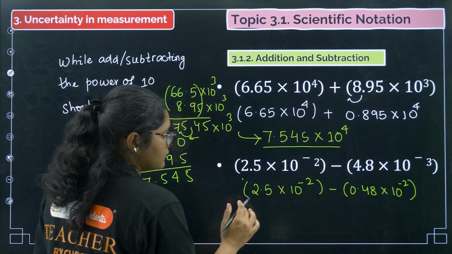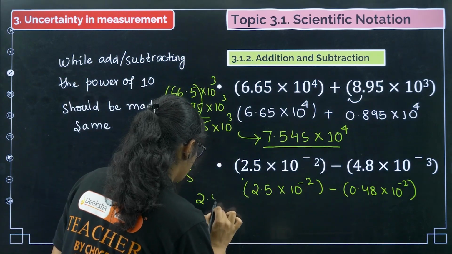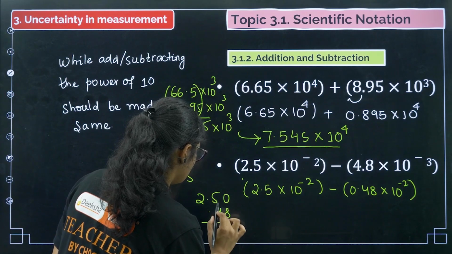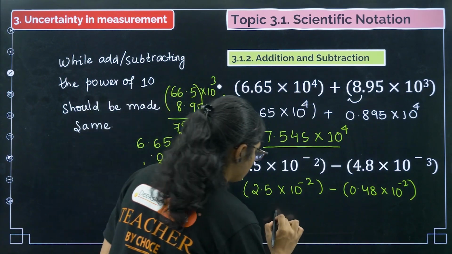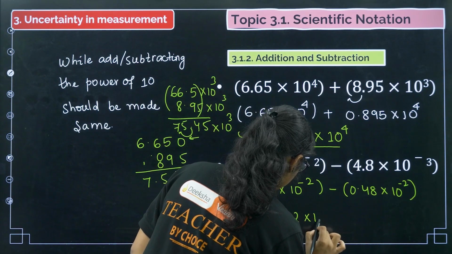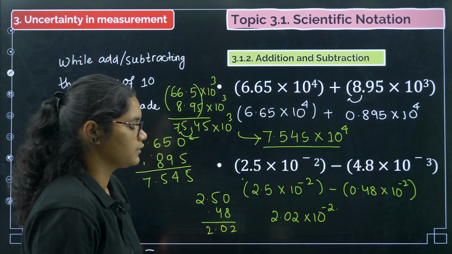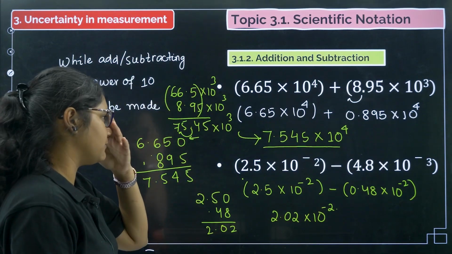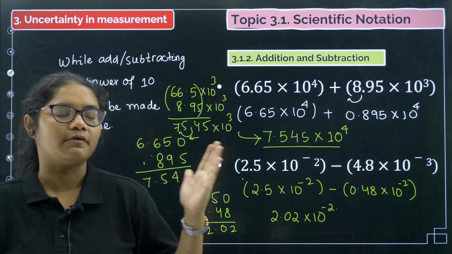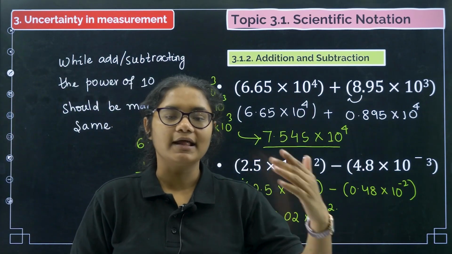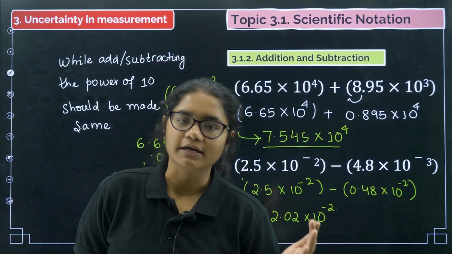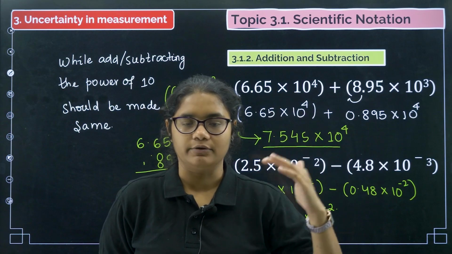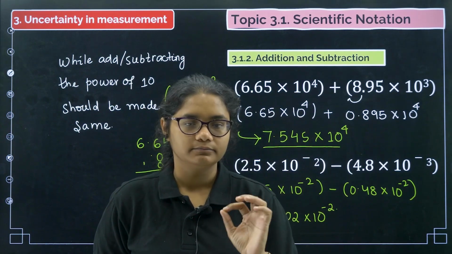Now if I subtract, 2.5 minus 0.48, we will get 2.02 into 10 to the power of minus 2. Clear? That is what you should remember. When doing addition and subtraction, the power of 10 should first be made the same, and then you should add or subtract. But in multiplication and division there is no such rule. You can just multiply the two numbers and add the powers of 10, and you can divide two numbers and subtract the powers of 10.